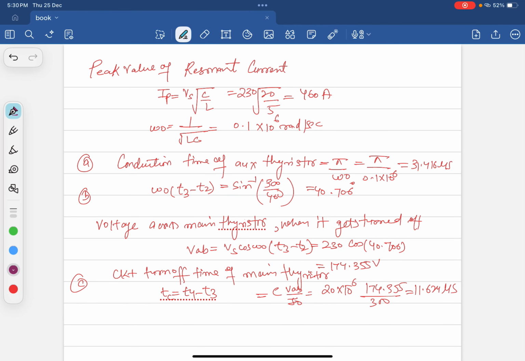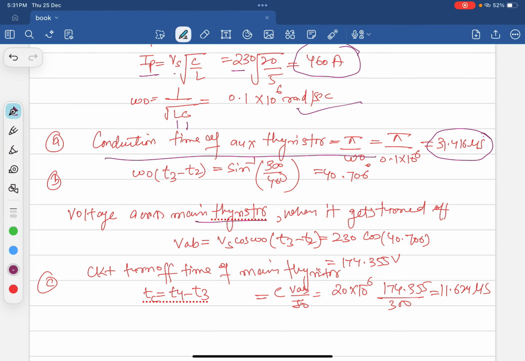This is already a solved example of PS Bimra. The peak value of resonant current, we get Ip equal to Vs, that is 230, upon the capacitor value 20 upon 5. So we get peak current 460 ampere. Also when we put the values of L and C, we get this omega naught. Also the conduction time of the auxiliary thyristor we have calculated is 31.416 microsecond. Also the voltage across the main thyristor, I think its value is 40.706.